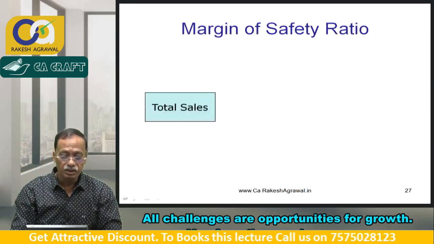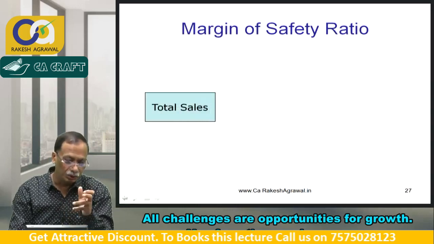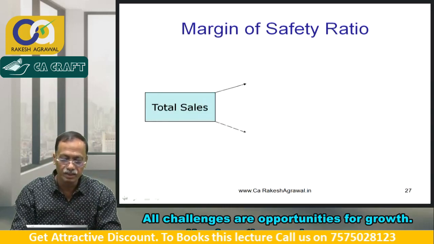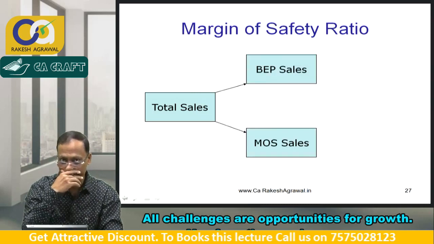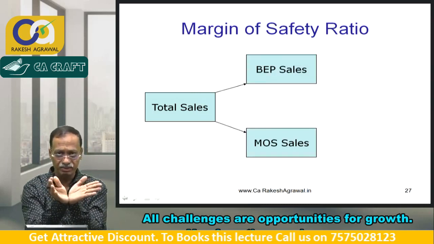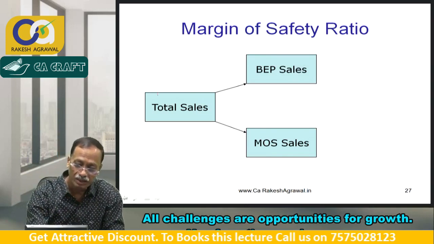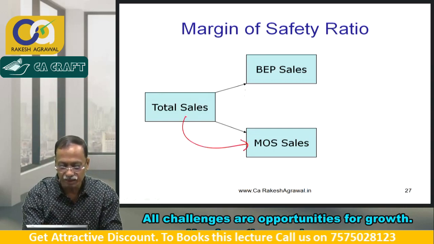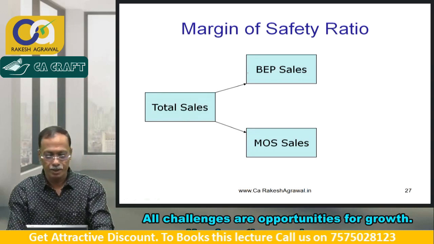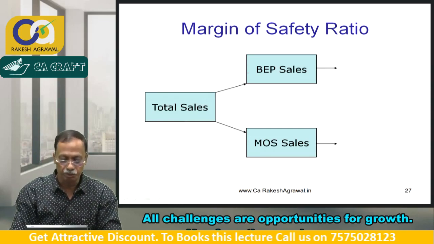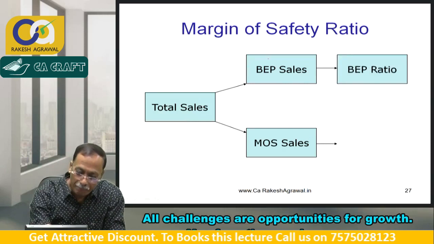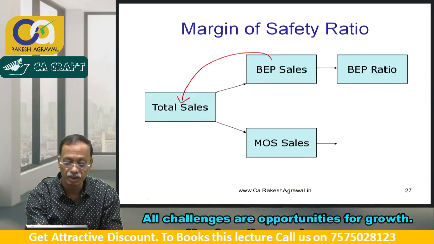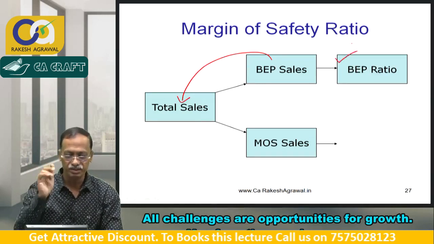Now, margin of safety ratio, I'll show it to you in a different way. Whatever total sales we have generated, total sales minus BEP sales is your margin of safety sales. Whatever total actual sales we have generated, we divide it in two parts. It means total sales minus BEP sales is margin of safety sales, and total sales minus margin of safety sales is BEP sales. Okay. Now I will calculate BEP ratio. BEP ratio is BEP sales upon total sales into 100. BEP sales divided by total sales into 100 will give you the BEP ratio, just like margin of safety ratio.